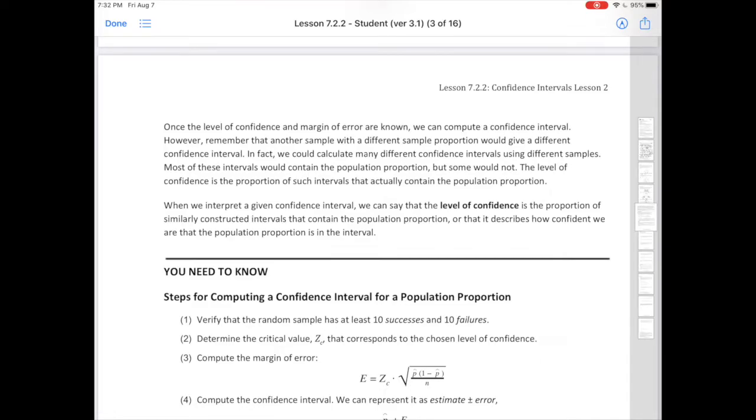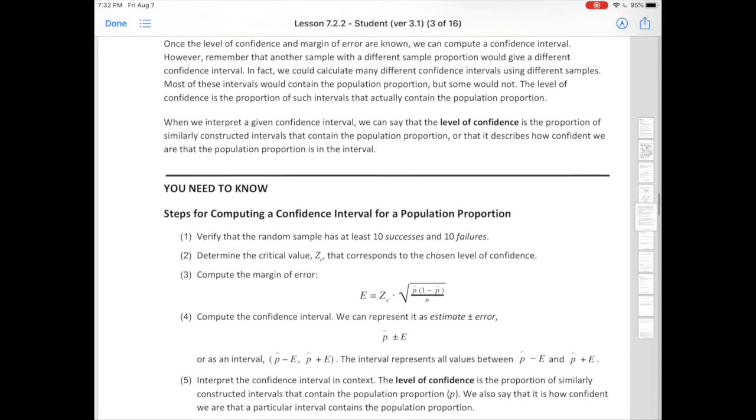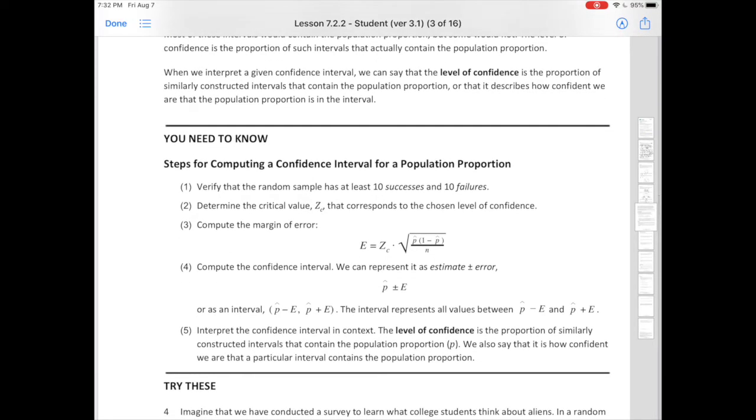Remember that every sample gives you a different confidence interval. Most of these intervals would contain the population proportion, but some would not. The level of confidence is the proportion of such intervals that actually contain the population proportion. Right? So in other words, if you do a 95% confidence interval, that means 95% of the time you're going to capture the real answer.